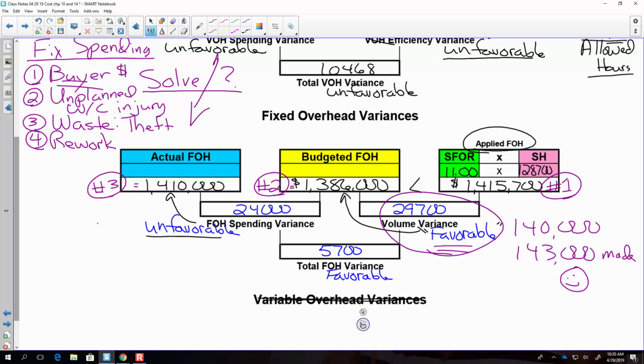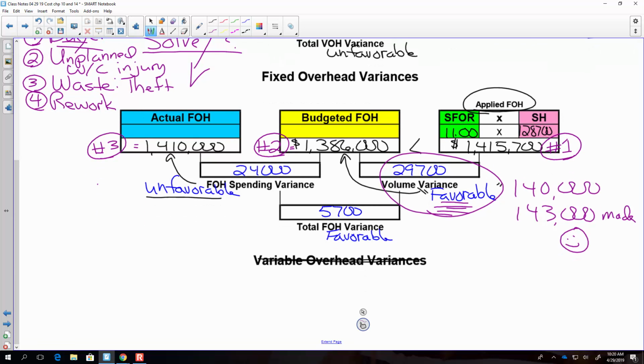Again, this is good, as long as we are concerned about quality. Are we shipping out product that doesn't meet the standards, right? I'm the production manager. I gotta hit my 140. I might send out product that might not be quality-wise as good as it should be, right? So that's always a concern.